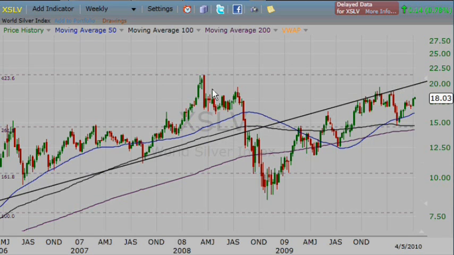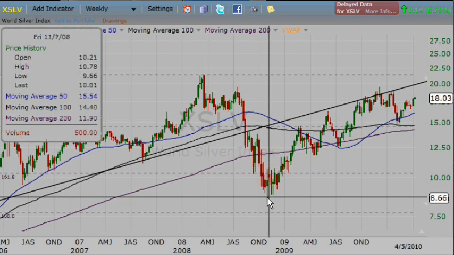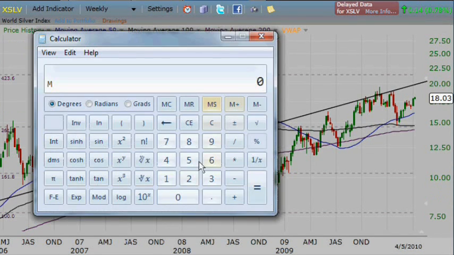Nonetheless, the way I see it is you have a move from 21 and change down to about $8 and change. What I will do is I'll take 21 and subtract 8. That gives me a difference of 13. Divide that by 8, 1.62. It's actually about 1.5 times of a gain that I'd be expecting on 21. 21 times 1.5 is 31. And I add the 21. That gets me to a level about 50.